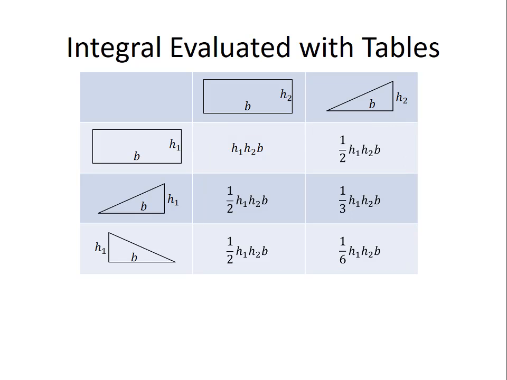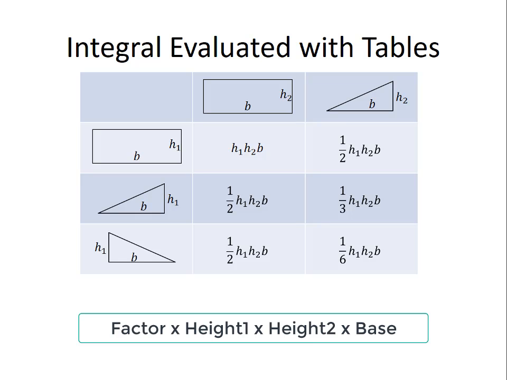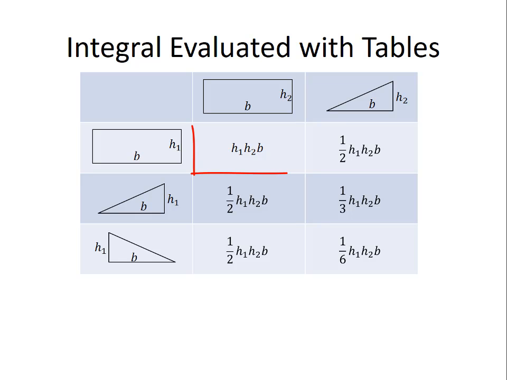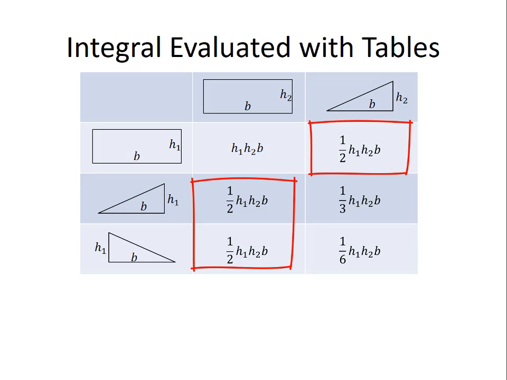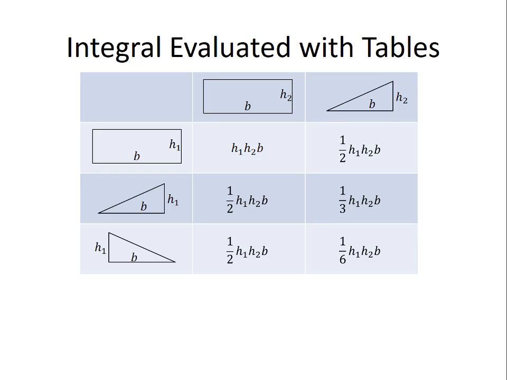Sometimes the expression is a little bit more complicated, but in many cases, the integral is of the form a factor times the height of one of the shapes times the height of the other shape times the base common to both shapes. So for a rectangle times a rectangle, it's 1 times height base. For a rectangle times a triangle, it's 1/2 times height base. For a triangle times a triangle with the heights aligned on the same side, it's 1/3 height base. And for a triangle times a triangle with the heights aligned on opposite sides, it's 1/6 height base. You'll gain more practice using these tables.